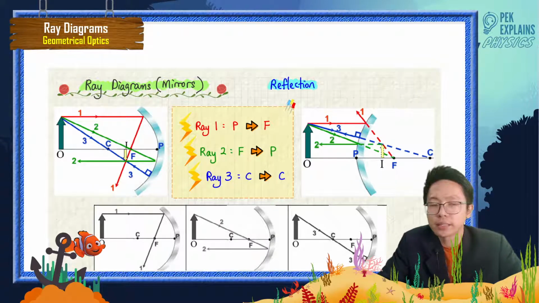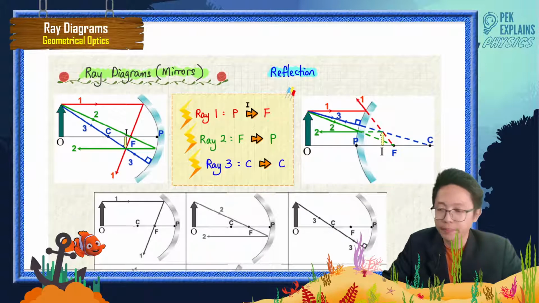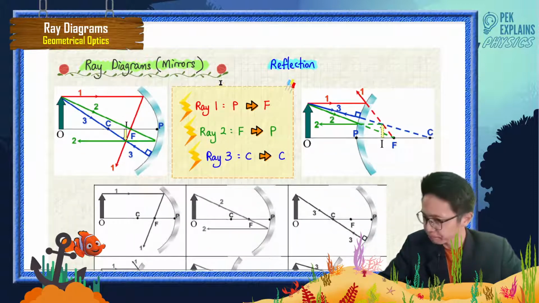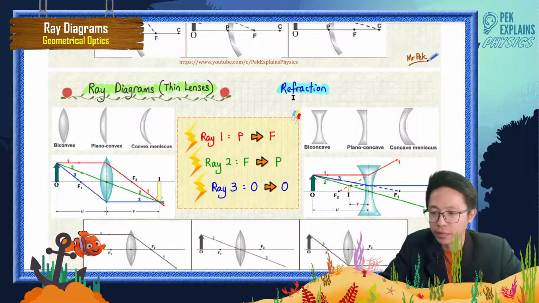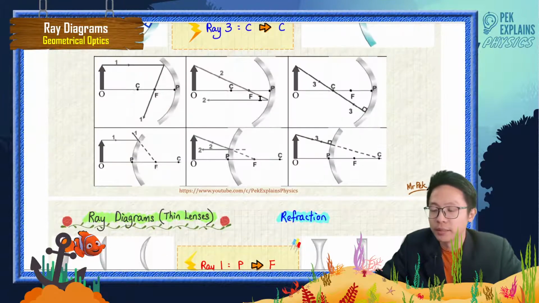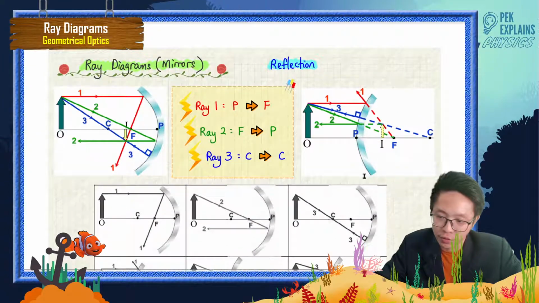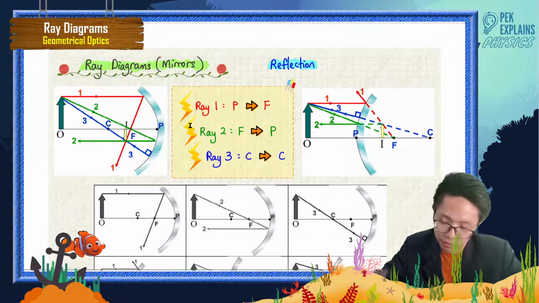Right, now let us learn how to draw the ray diagram. Okay, ray diagram, we have a ray diagram for reflections, mirrors, and we also have ray diagram for refraction or in lens. And then for each of reflection and refraction, we have also a concave surface, a convex surface. So we need to know how to draw.